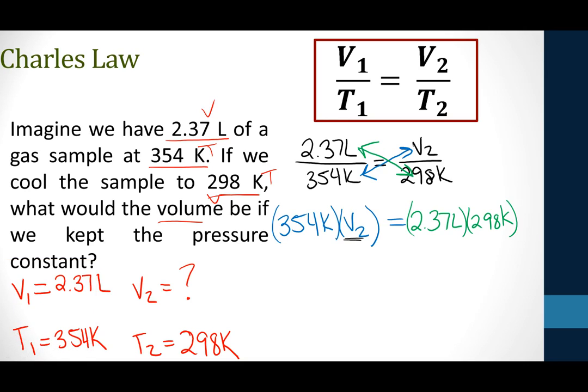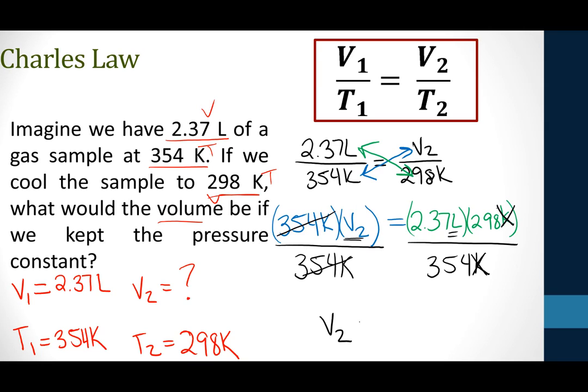So now to solve for V2, we simply divide by 354 Kelvin. On top, on bottom, that cancels. Whatever I do to the left side, I also have to do to the right side. And again, we see our units behave. So Kelvin on the top, Kelvin on the bottom. We're left with liters, which is good because we're solving for V2.